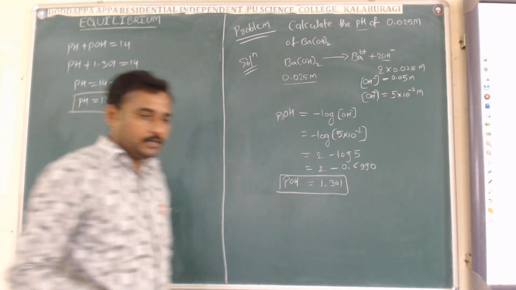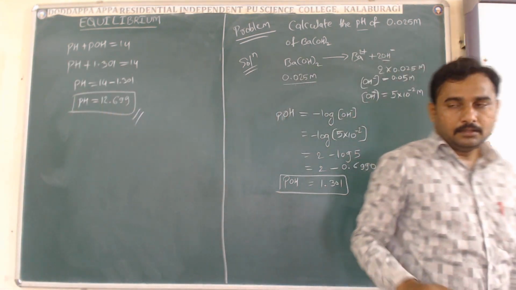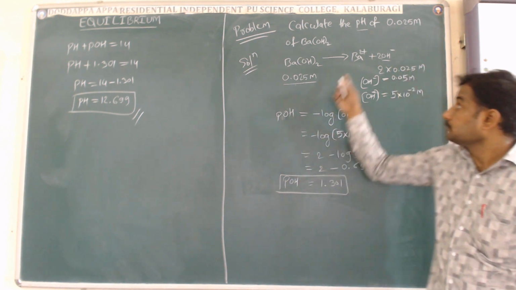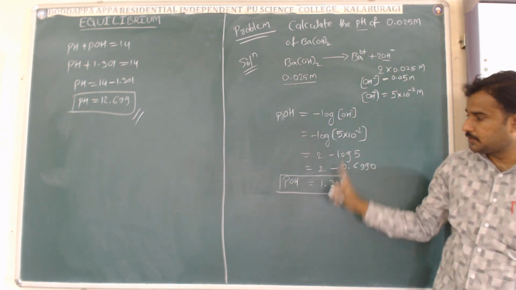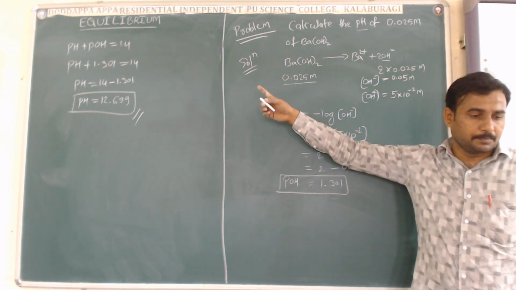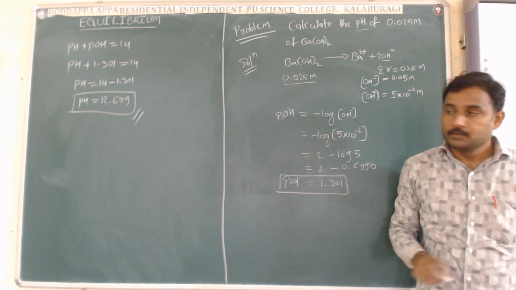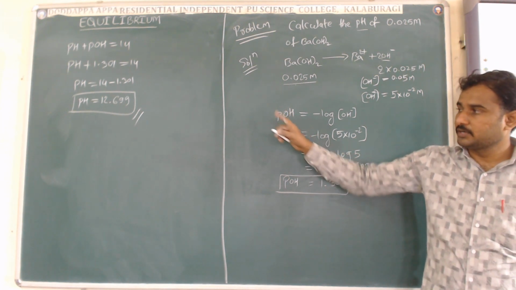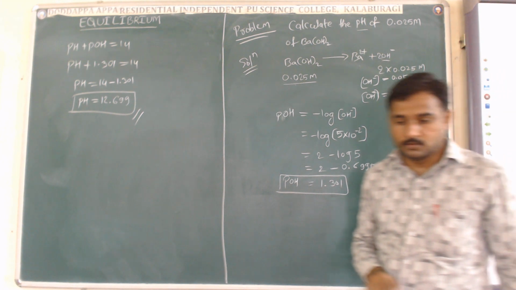We have found the pH of the solution by using the pOH. First we found the pOH, then by using the formula pH plus pOH is equal to 14, we found the pH of the solution, that is 12.69.